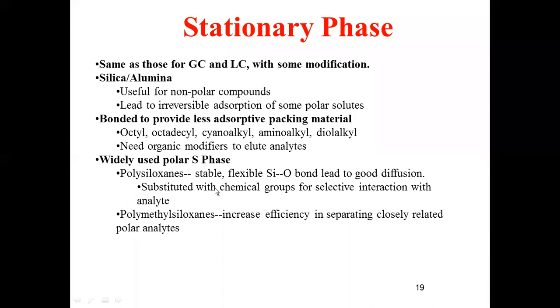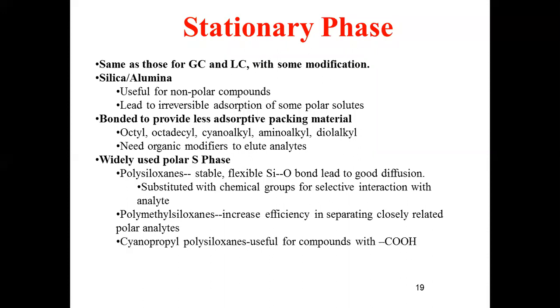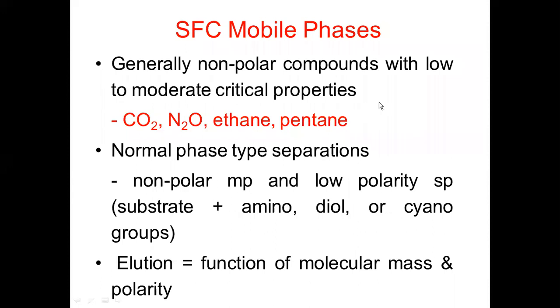And even polymethyl siloxanes or polydimethyl siloxanes can also be used for more efficient separation of polar components. And even cyanopropyl polysiloxanes are very useful for the separation of compounds with carboxylic functional groups. And these are about the stationary phases.